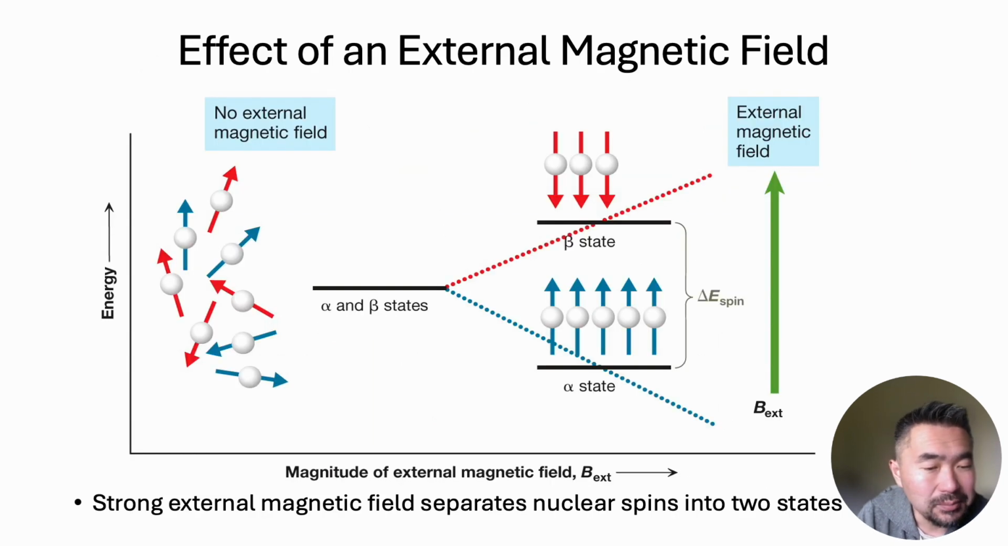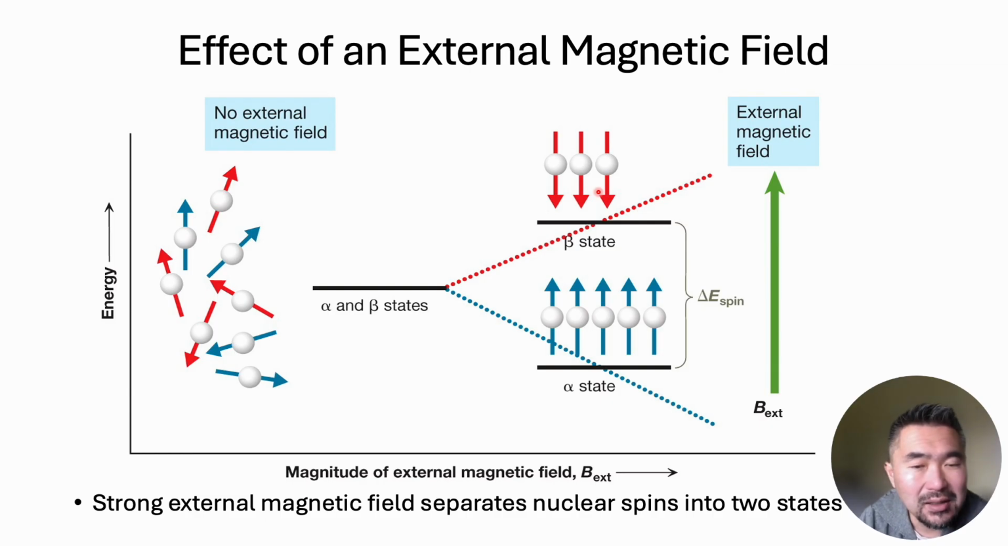spin state. Now, when you apply that, like we said before, you apply an external magnetic field that's coming from that big magnet in the NMR, the directions are random. But once you apply it, they're going to line up either into the alpha state, same as the external field, or the exact opposite of the external field, which is the beta spin state.